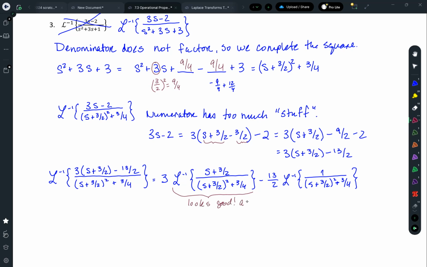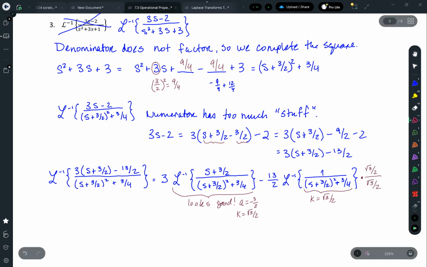Okay, we have a is equal to minus 3 halves, and k is equal to the square root of 3 over 2. But the second one over here, the numerator is not quite right. I have that k is equal to the square root of 3 over 2, but I need k to be in the numerator, okay? So what I have to do is multiply this whole thing by the square root of 3 over 2 over the square root of 3 over 2.